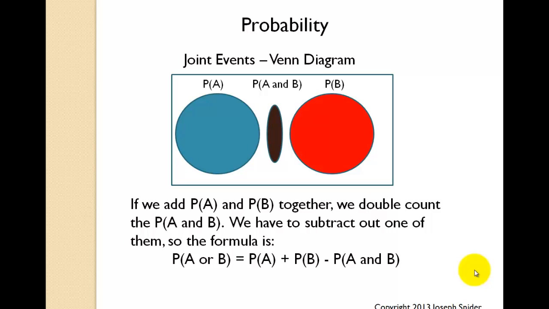So if we look at it in terms of the graphic, the probability of A or B, because we want to have everything included, is the probability of A, a simple event, plus the probability of B, another simple event, but then we've double counted the part in the middle, the probability of A and B, so we have to subtract one of them out. So minus probability of A and B.